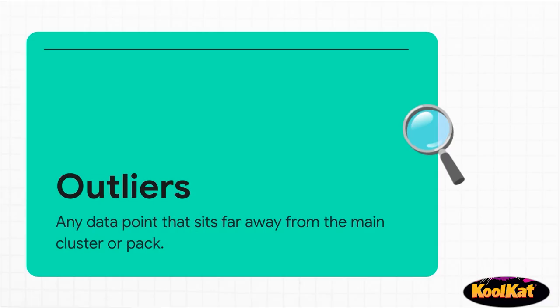Next, you want to look for any rebels in the crowd. See a dot that's way off on its own, far away from the main group? That's what we call an outlier. You don't need to do anything with it yet, just make a little mental note. It could be a mistake in the data, or it could be a really interesting story. For now, we just notice it.